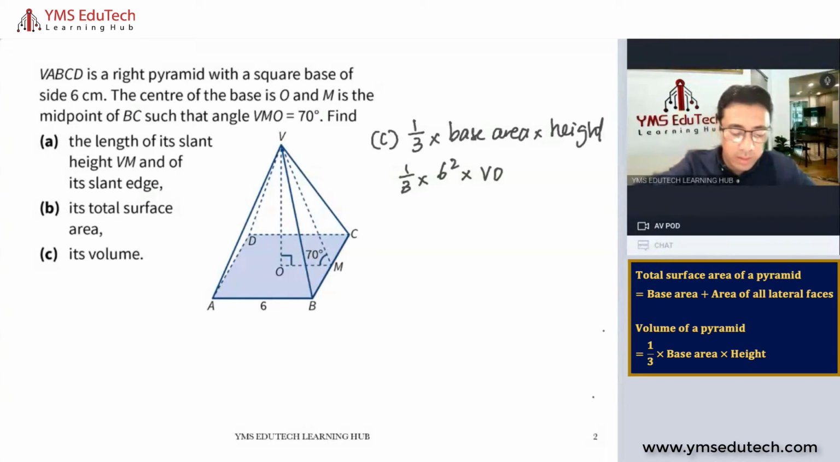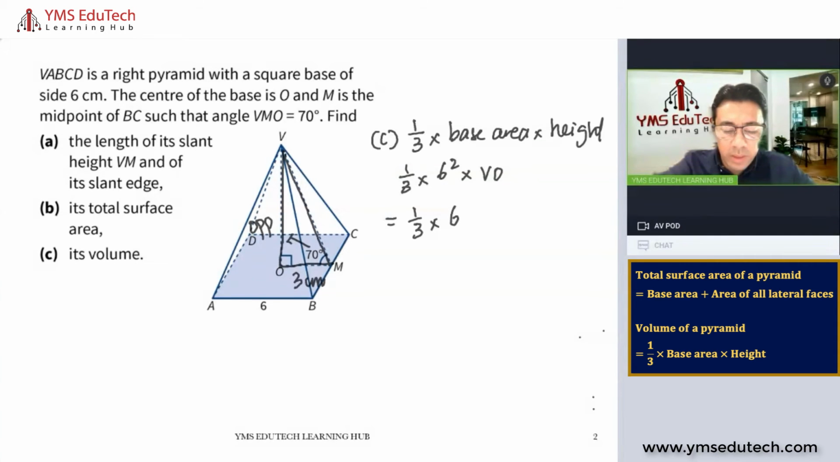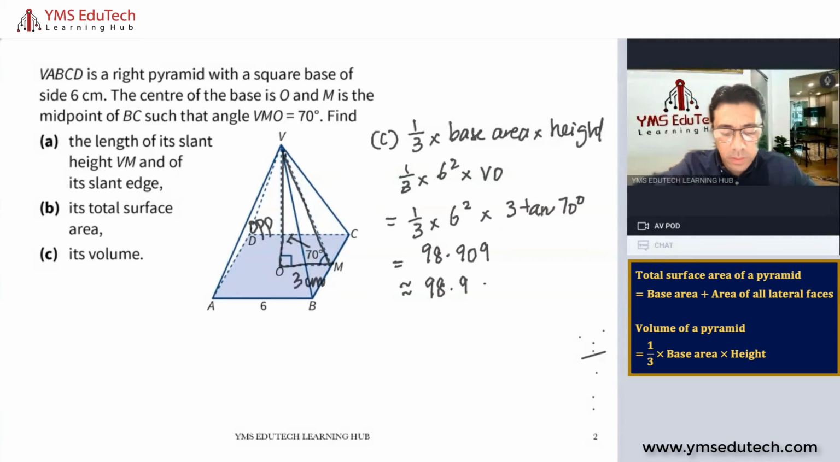Using the same triangle, the right angle triangle, within the pyramid itself, VO is the opposite. Adjacent is 3 cm. Therefore, we will use tangent. So 1/3 multiplied by 6 squared multiplied by 3 tan 70 degrees. 98.909 cm cubed.